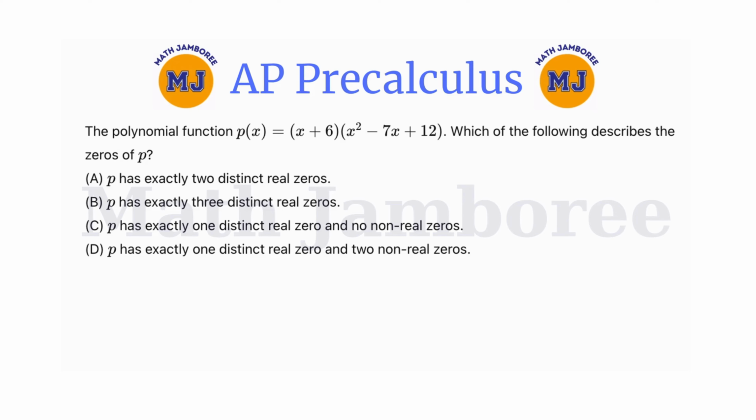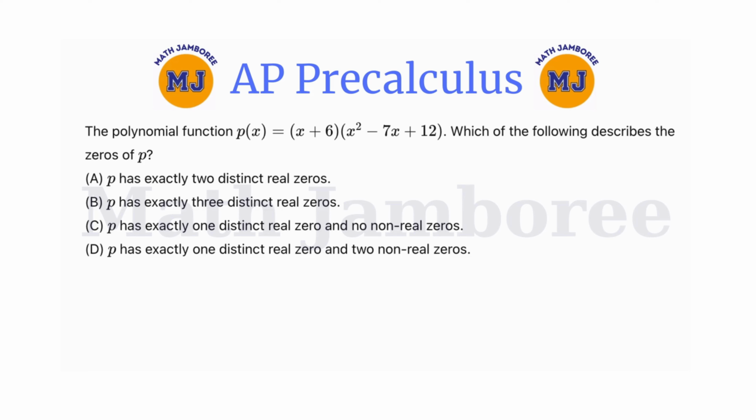A, p has exactly 2 distinct real zeros. B, p has exactly 3 distinct real zeros. C, p has exactly 1 distinct real zero and no non-real zeros. D says p has exactly 1 distinct real zero and 2 non-real zeros.